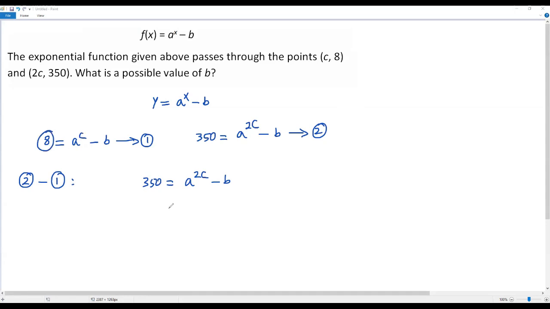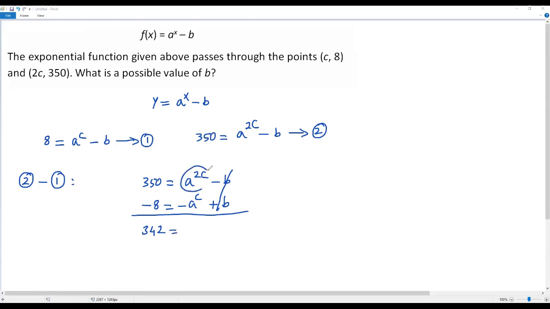When I multiply this 8 by the negative sign, I am getting negative 8. And when I multiply this a^c by the negative sign, I am getting negative a^c. When I multiply this negative b by the negative sign, I am getting positive b. So here I will be able to eliminate b, that is, negative b and positive b will cancel out. When I combine this positive 350 and negative 8, I am getting positive 342.